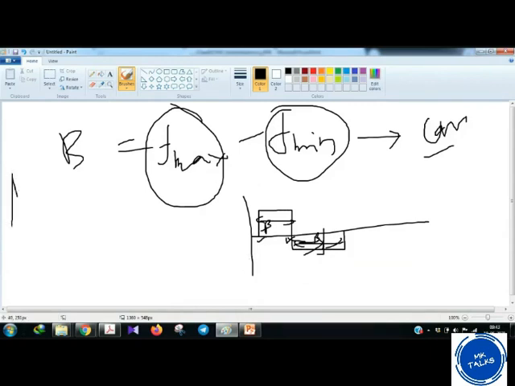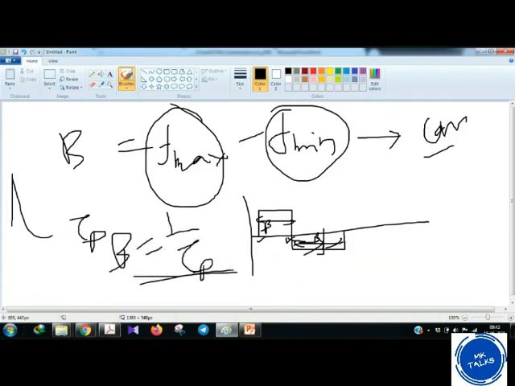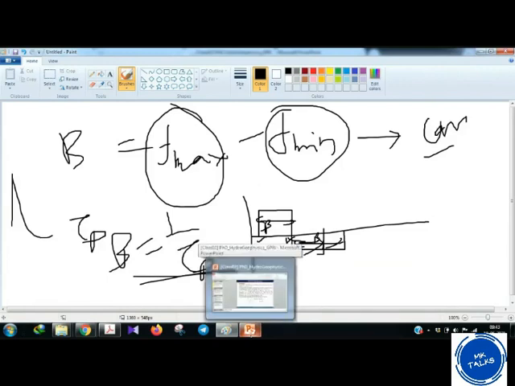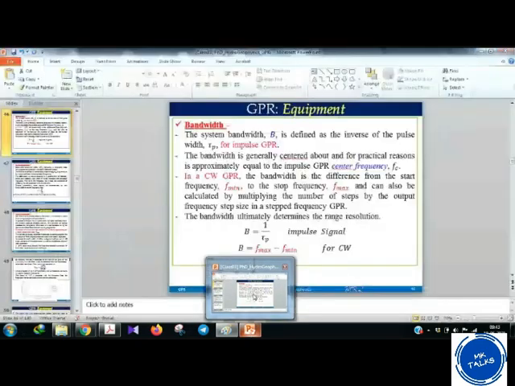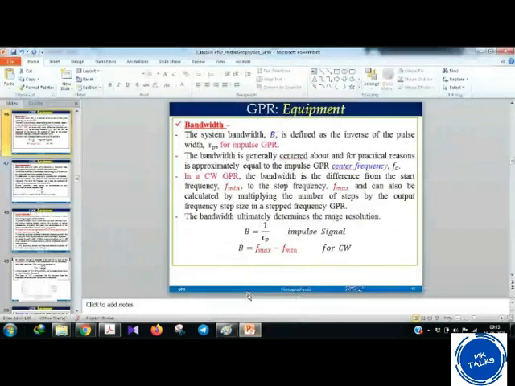But for the impulse radar, we have only one signal of short duration, and let's say the signal duration is tau p. So bandwidth B will be 1 by tau p. Okay, and this should be noticed when you are purchasing. These are the features of a GPR instrument, just like when you are buying an instrument. Without checking it, don't buy it.